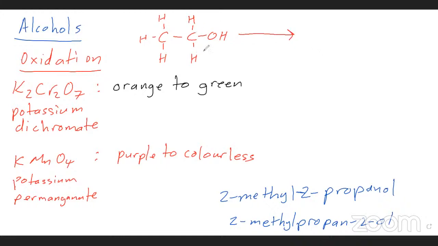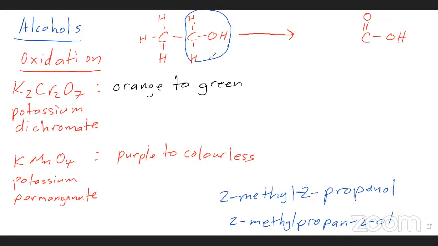So to convert it to a carboxylic acid, remember I said that every reaction takes place at the functional group. So the OH is on this carbon. All you have to do is convert this carbon here to a carboxyl group. And the carboxyl group is C, double bond O, OH. So in oxidation, you are converting the carbon with the OH group to a carboxyl group.